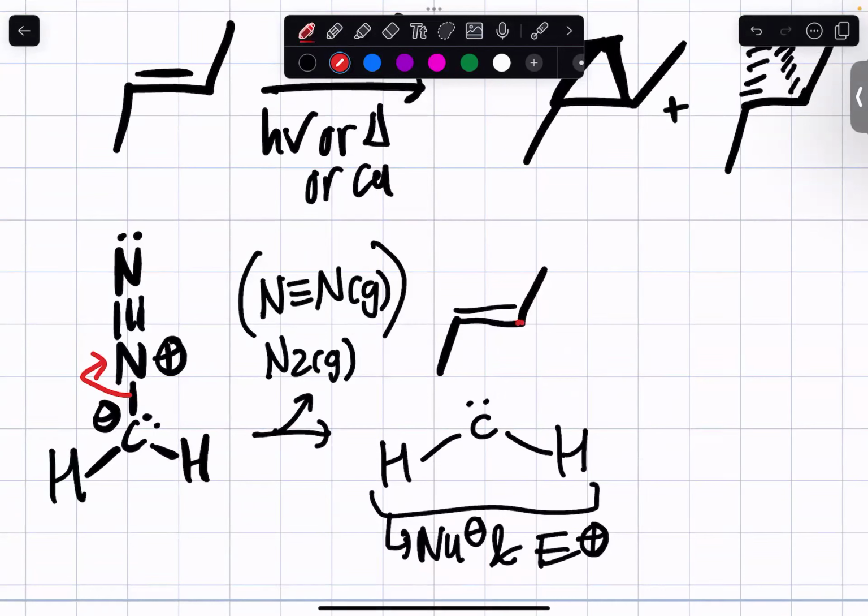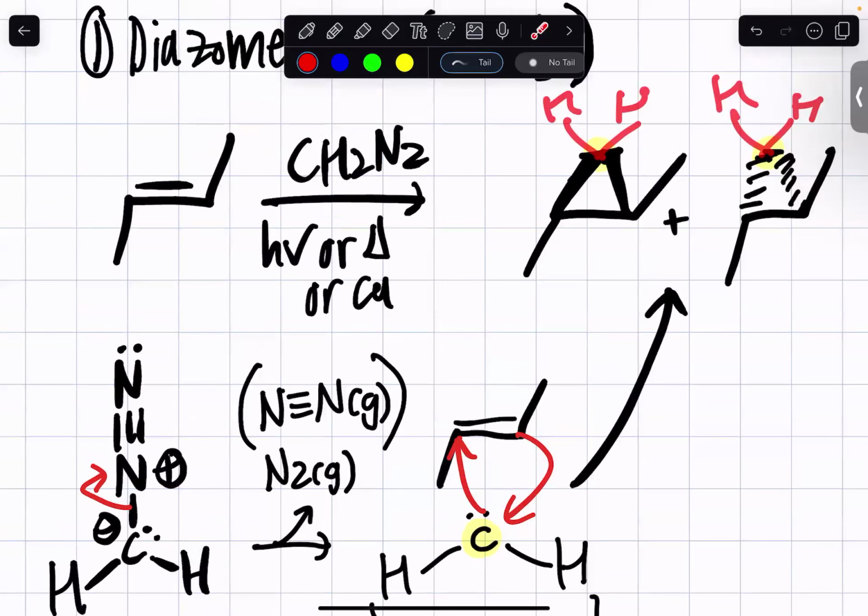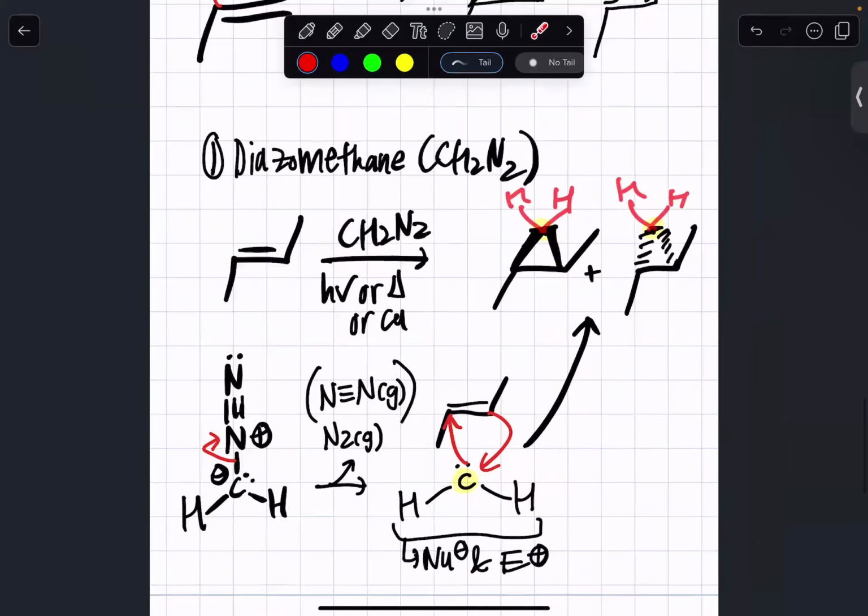This double bond here is going to attack the empty p orbital of that carbon because it's missing electrons. And at the same time, that lone pair is going to attack the other side of the alkene at the same time, giving us these two products here, where this carbon is that carbon of the ring right there with its 2 invisible hydrogens here. So that's one carbene reaction there.